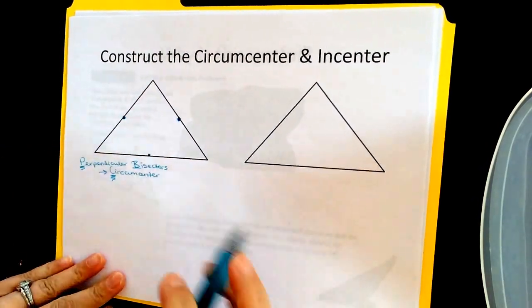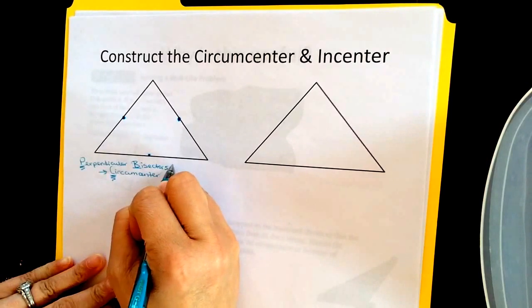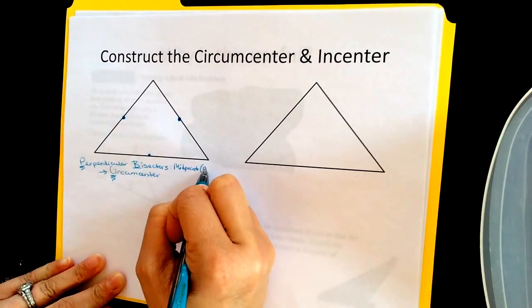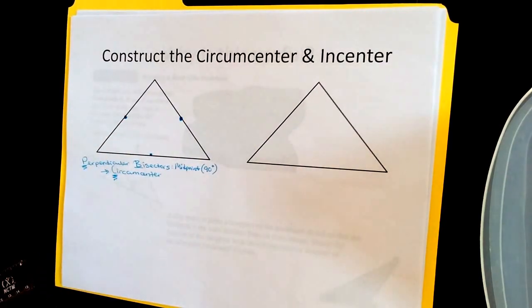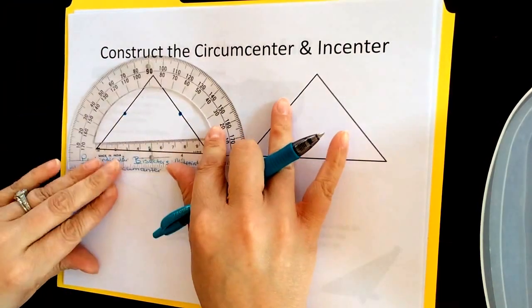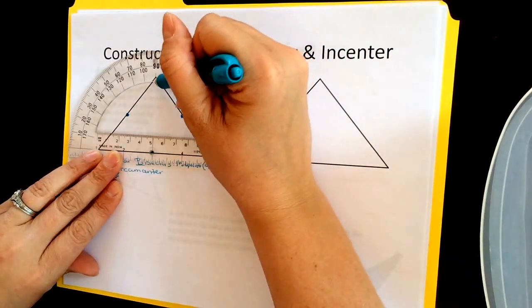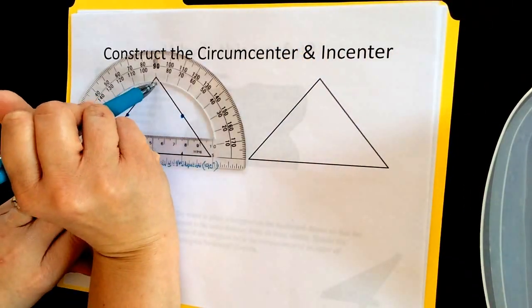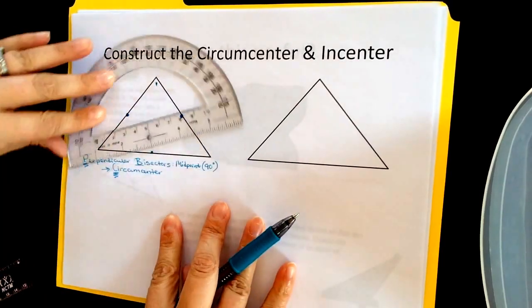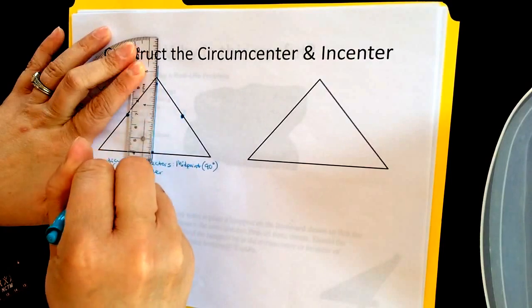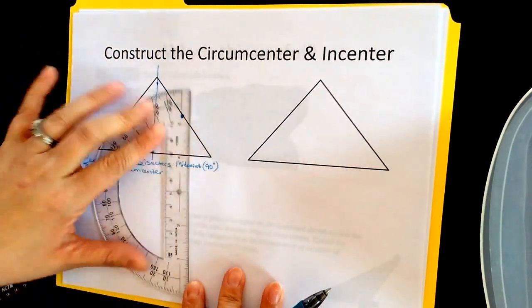Now, perpendicular bisector. Bisector meaning at the midpoint, perpendicular meaning we need to go 90 degrees through that midpoint. So now we use our protractor. Set it up here. We're concerned with 90 degrees, so I'm going to put a mark right there at 90 degrees. Use the straight edge of my protractor, 90 degrees through that midpoint.